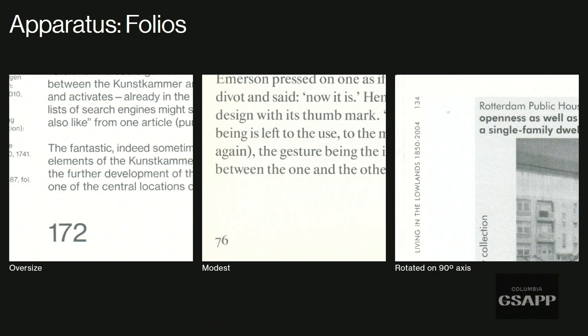Folios or page numbers. Again, this seems really reductive and something that we take for granted, but there are opportunities, and how you treat these might affect how a reader actually perceives the page. If a page number is oversized, it really puts a lot of attention on where a reader is. Perhaps your book is extremely thick, and you want to make sure that a reader knows exactly where they are all the time. An oversized page number will help do that. A page number might be more modest, set in the corner. Page numbers might be rotated on a 90-degree axis, made very small. In this way, they get out of the way, right? They remove themselves from being too intrusive on the content.